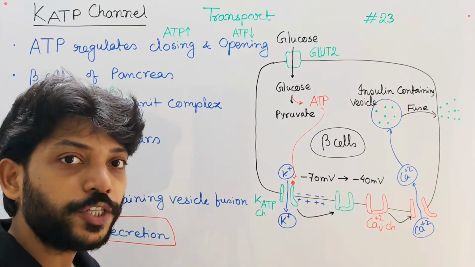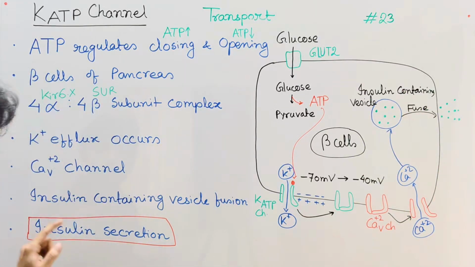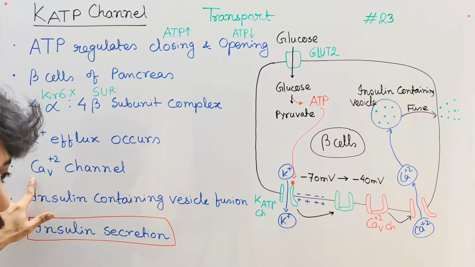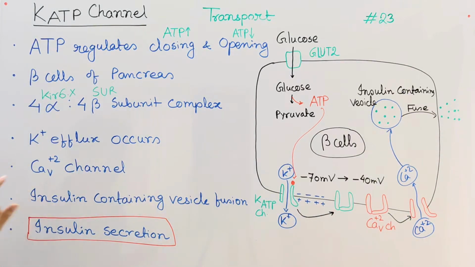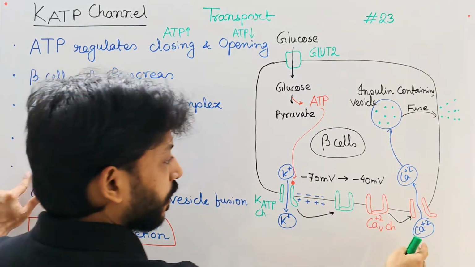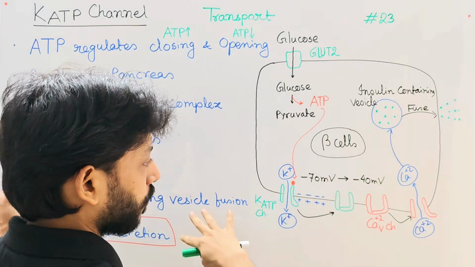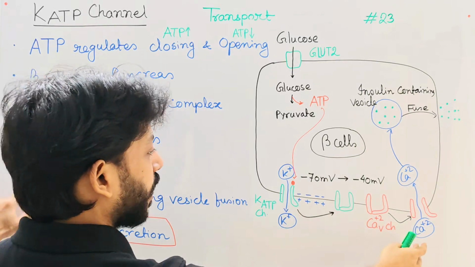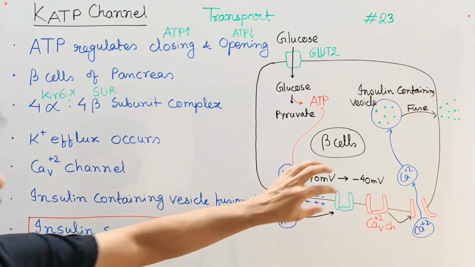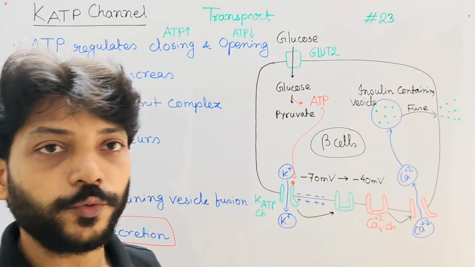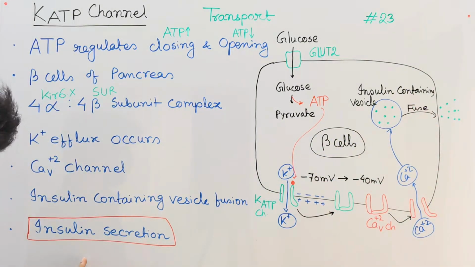Voltage means membrane potential of the cell. So here, another channel called the voltage-gated calcium channel is involved in these secretions. Ultimately, when calcium enters inside the cells, I will explain the total mechanism. When the calcium enters through the calcium channel, insulin-containing vesicles present in the beta cells fuse and ultimately insulin secretion occurs.